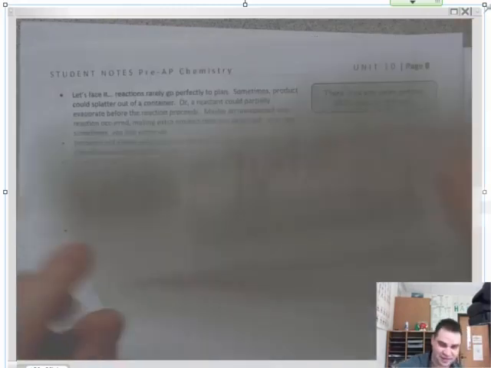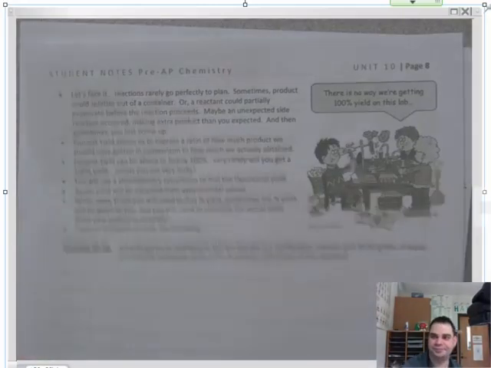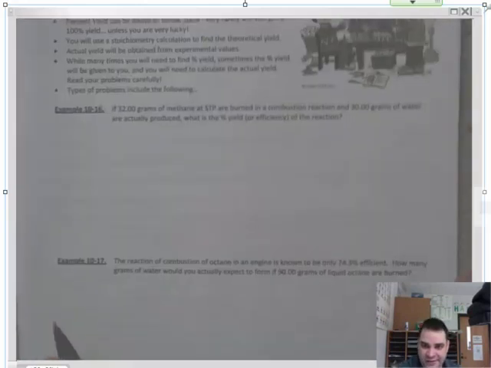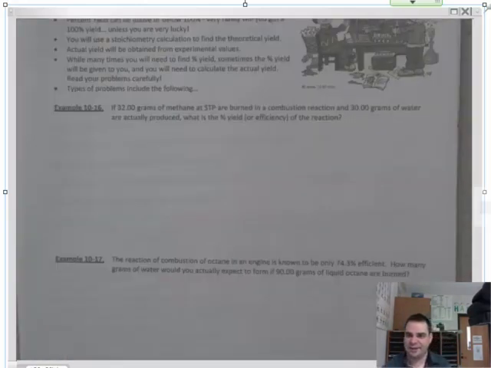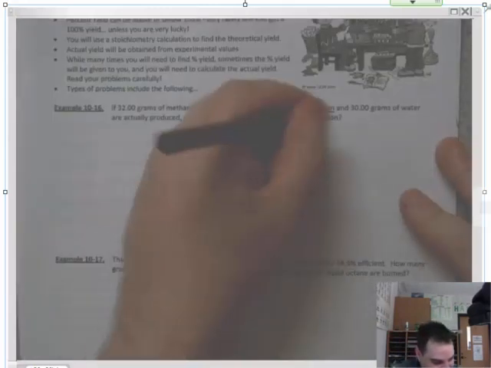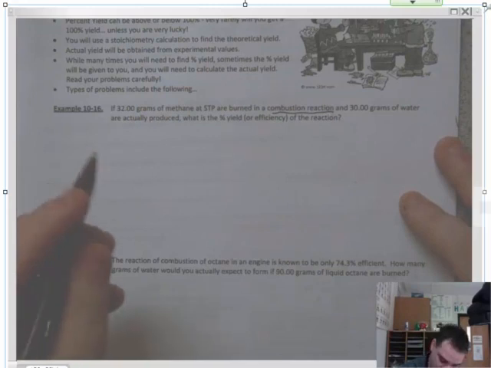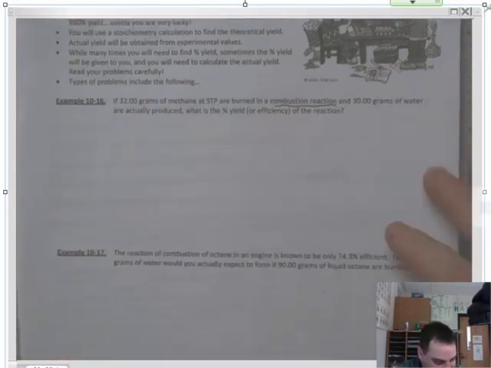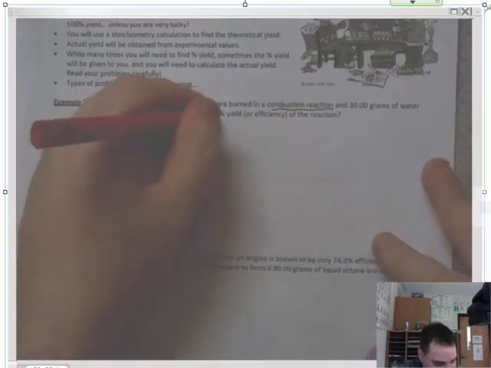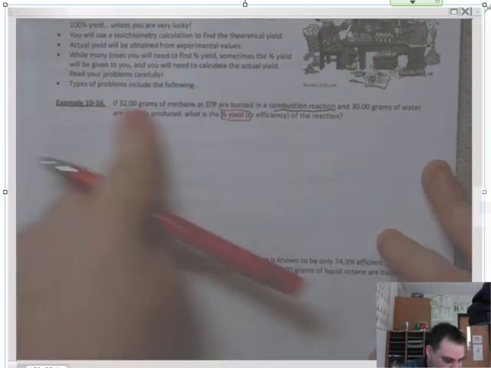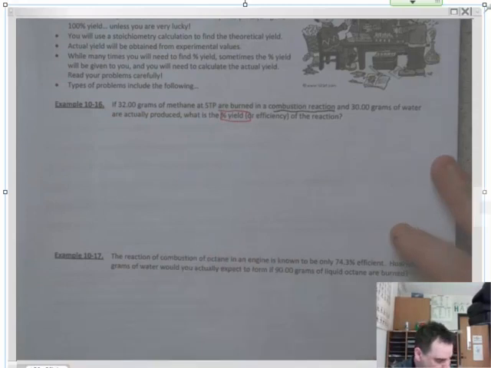Okay, let's look at an example here. 32 grams of methane at STP are burned in a combustion reaction. Oh boy, combustion reactions. And 30 grams of water are actually produced. What is the percent yield? Okay, so we are looking for the percent yield of the reaction.